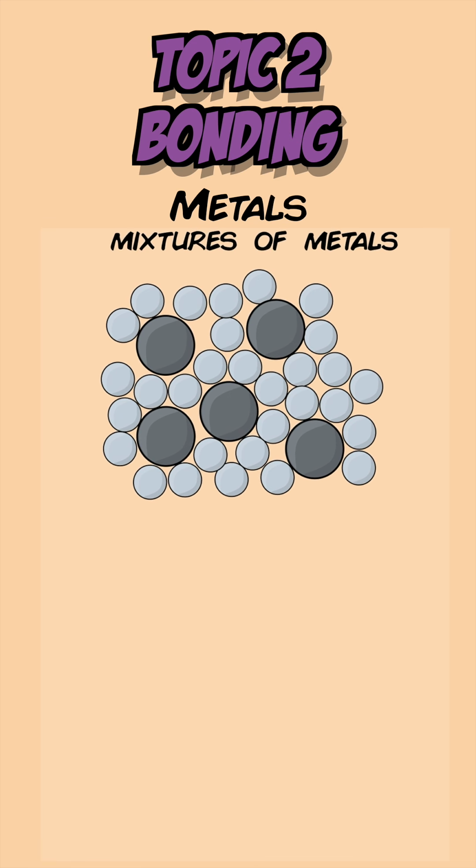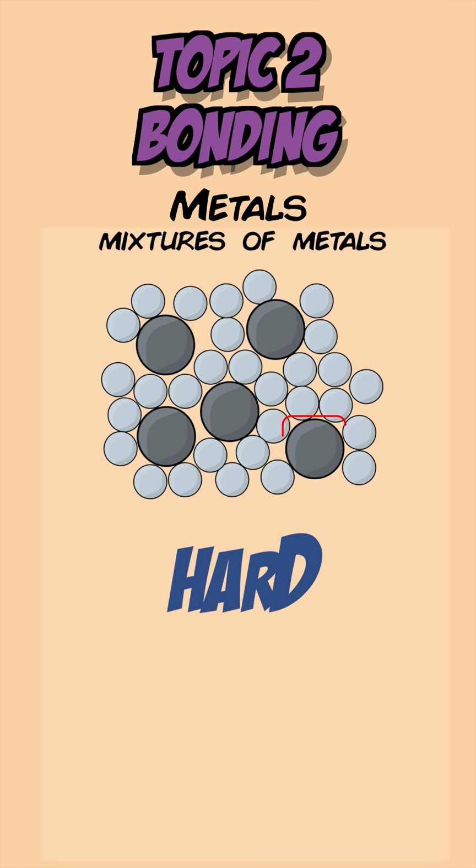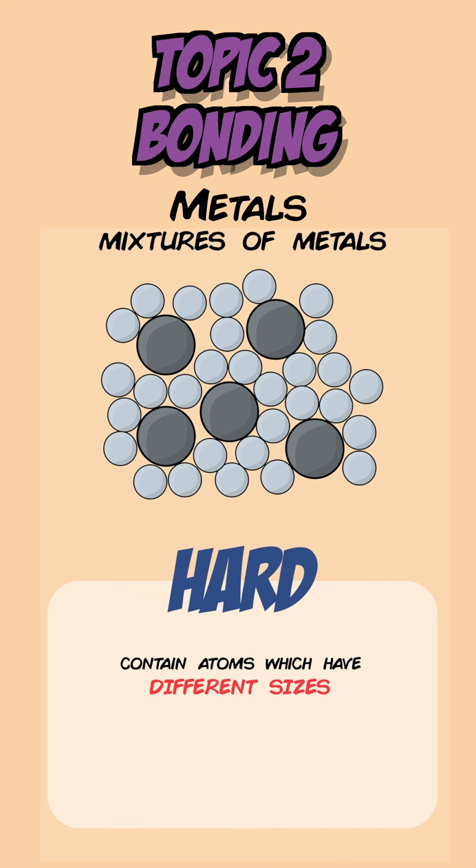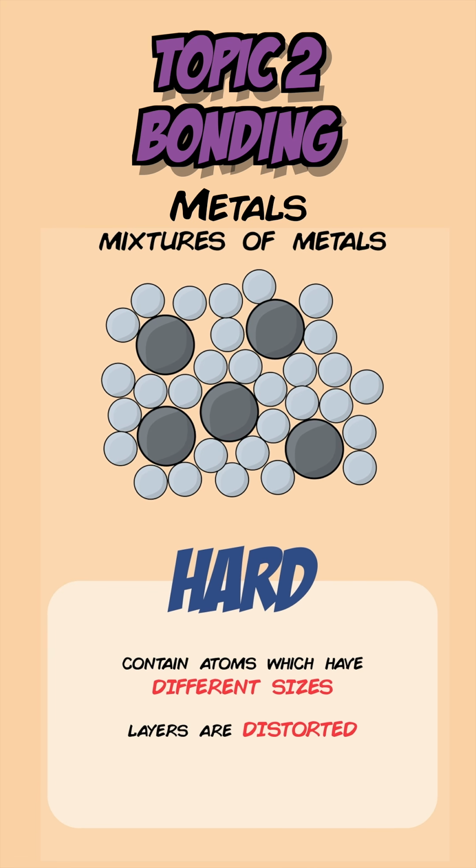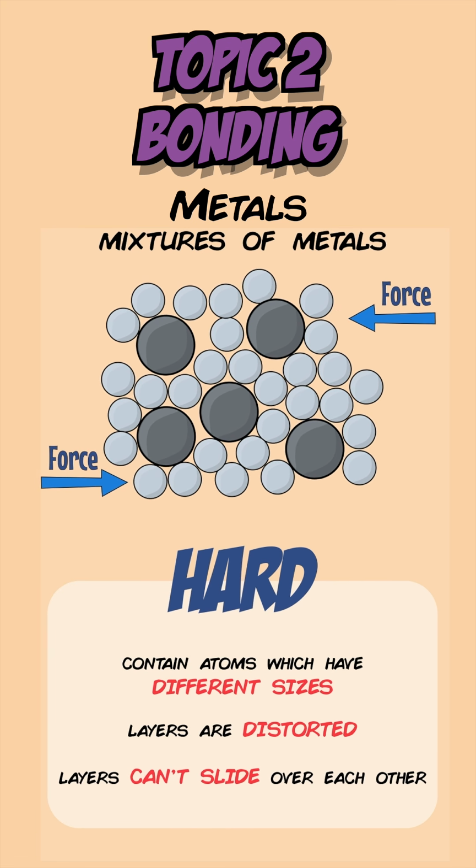Alloys are basically mixtures of different metals. They're harder than pure metals because they have different sized atoms within them, which means they're not arranged neatly in layers. Or in other words, the layers are distorted. This makes it more difficult for them to slide over each other.